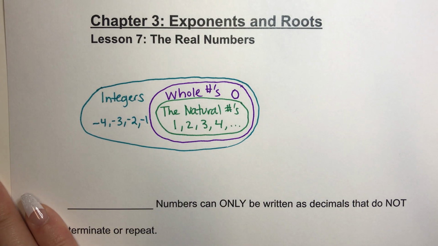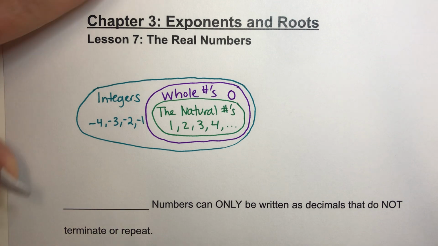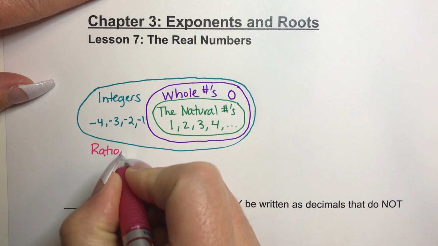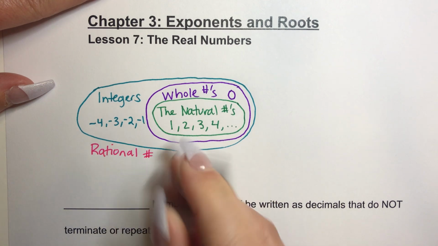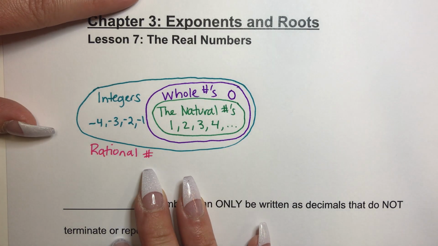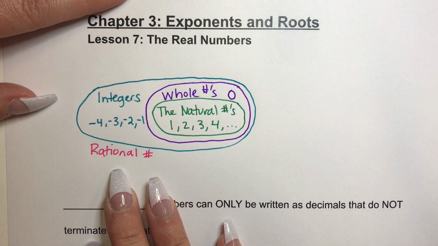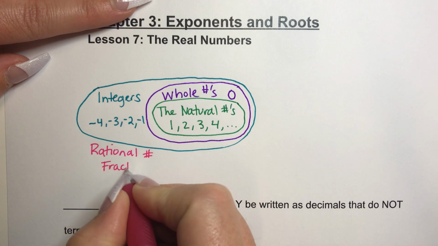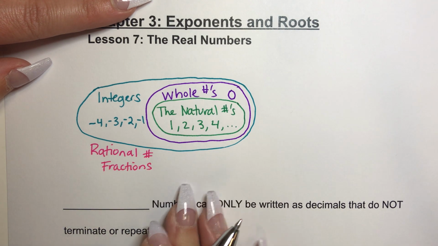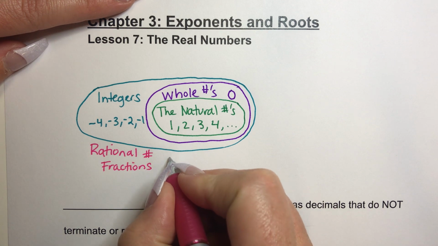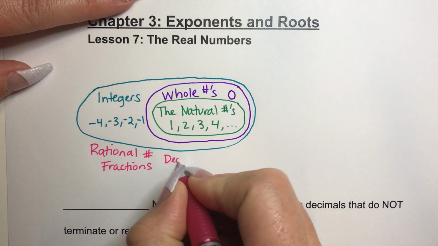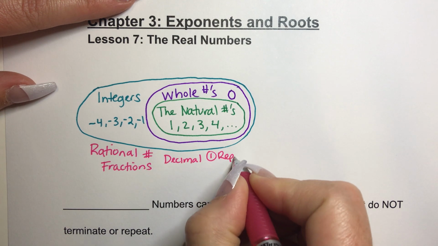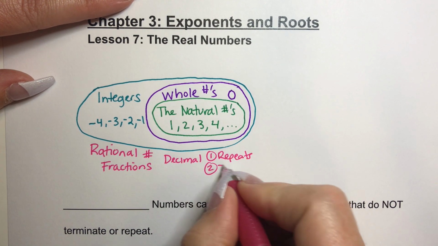Now, after that, what we have is rational numbers. Put rational numbers down here. So rational numbers, they can be fractions or decimals, but they have two characteristics. So the decimal either repeats or it terminates.